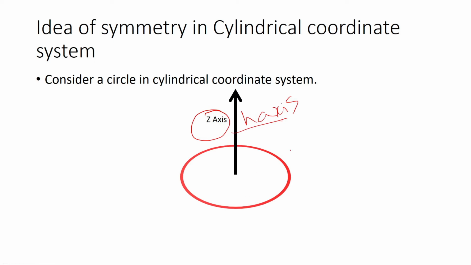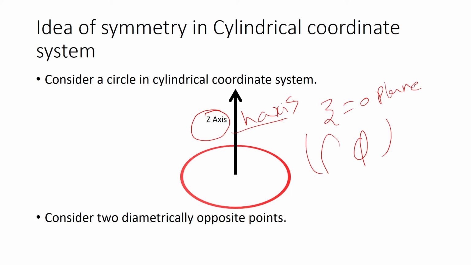Now, this plane is in the rho phi plane, or the z equals 0 plane. The circle is in the z equals 0 plane. Imagine that. Fine. Consider two diametrically opposite points. The meaning of diametrically opposite points is, for example, these 2 points, right? I can draw a diameter. The line joining these 2 points should pass through the center. Then this is the diameter, so consider two diametrically opposite points.